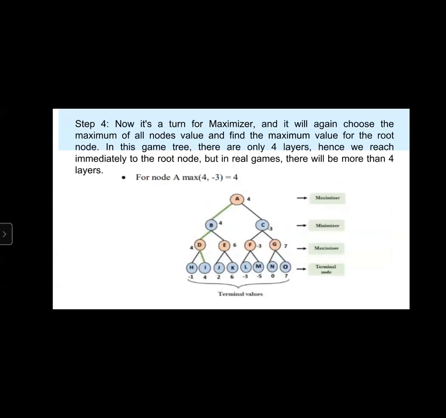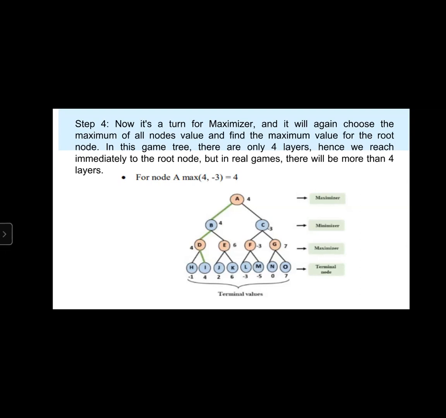And next step 4, very, very important. Now it's the turn for maximizer. It will again choose the maximum of all node values and find the maximum value for the root node.